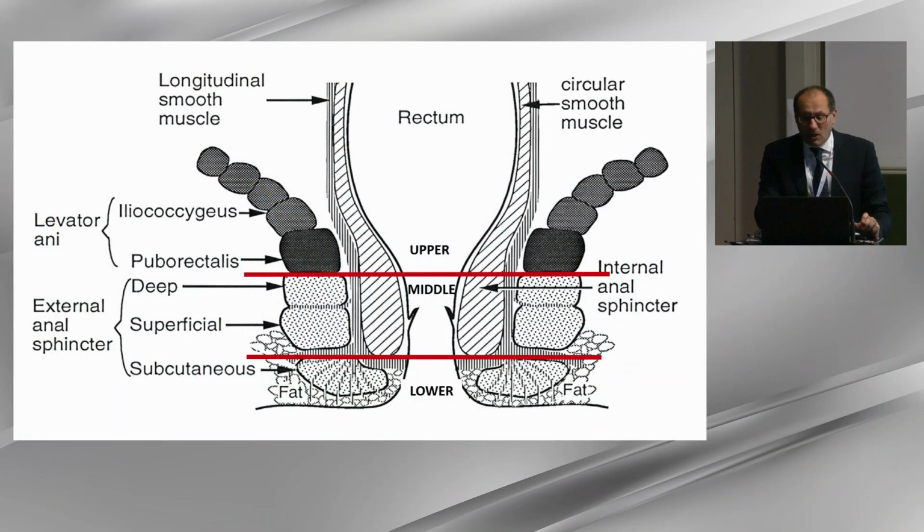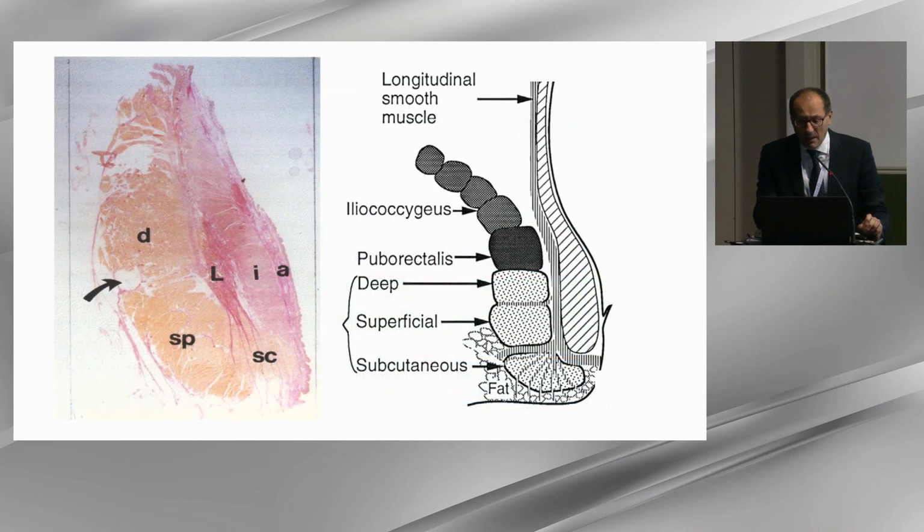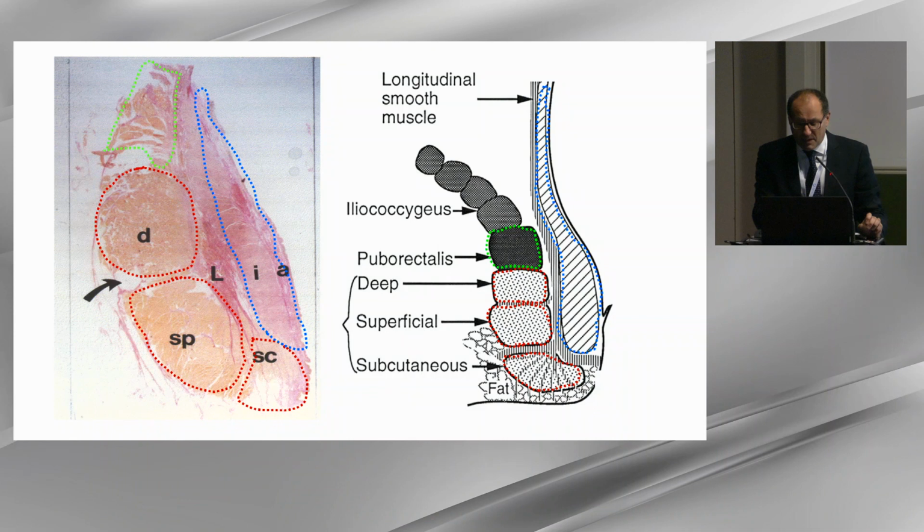The anal canal can be commonly divided in 3 different levels of assessment. In the upper level we have the puborectalis muscle and the internal sphincter. In the middle part, the 2 rings of the internal and external sphincters, and in the lower third, only the subcutaneous part of the external anal sphincter. Deeper part, superficial part, subcutaneous part. The deeper part is in continuity with the puborectalis muscle. Then we have the internal anal sphincter coming from the circular layer of the muscularis propria, and in between the longitudinal anal muscle.